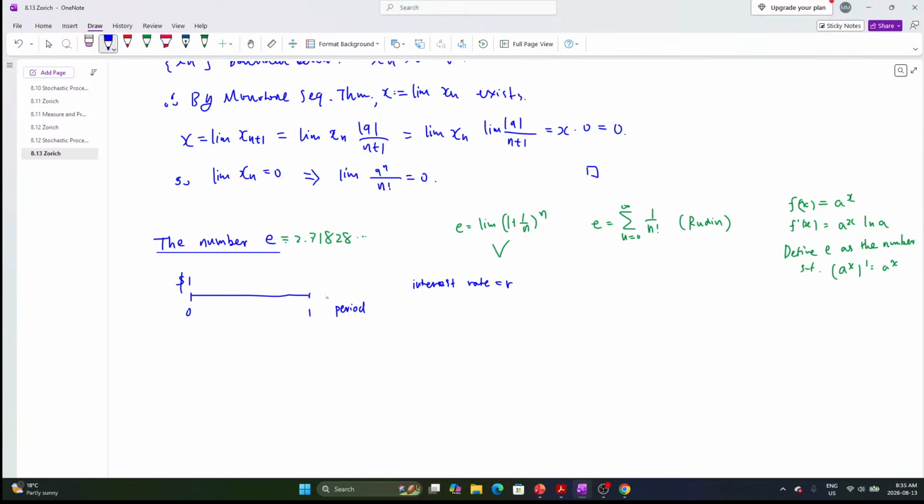Interest rate is R. So if there's no compounding, if it's simple interest, then at the end of the period, you just get exactly R extra dollars. So, number of compounding, let's make a table. That's the first column, and the second column is the accumulation value, accumulated wealth.